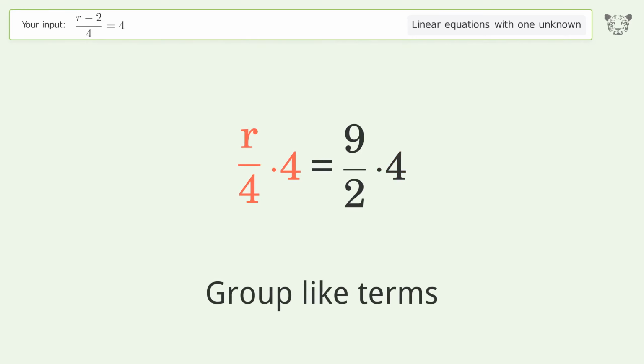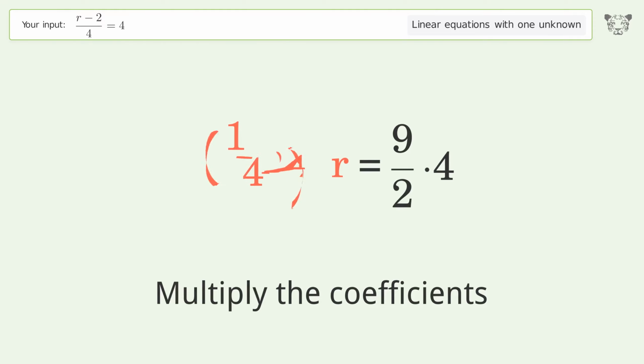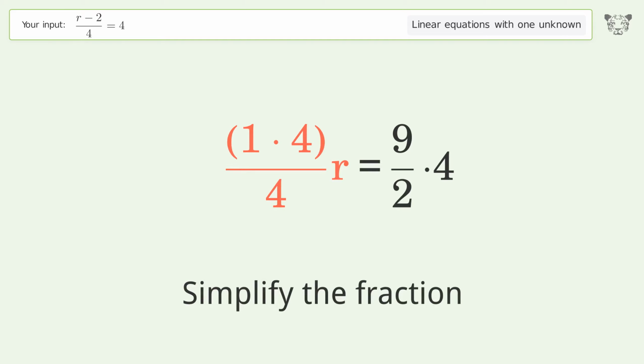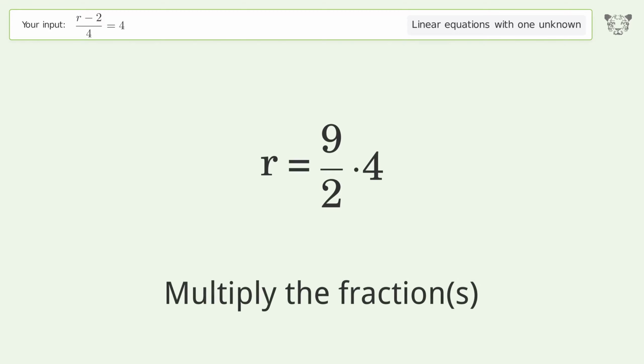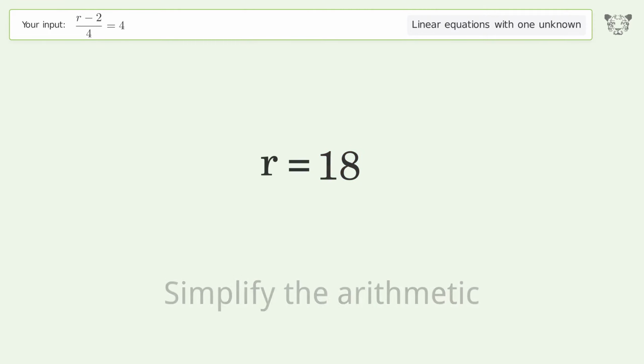Group like terms. Multiply the coefficients. Simplify the fraction. Multiply the fractions. Simplify the arithmetic. And so the final result is r equals 18.